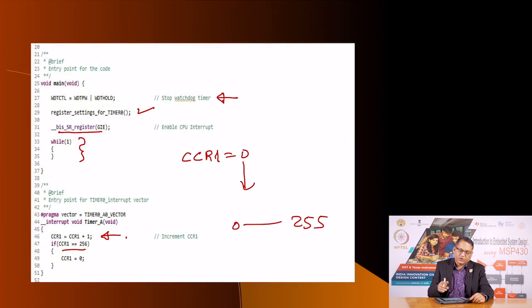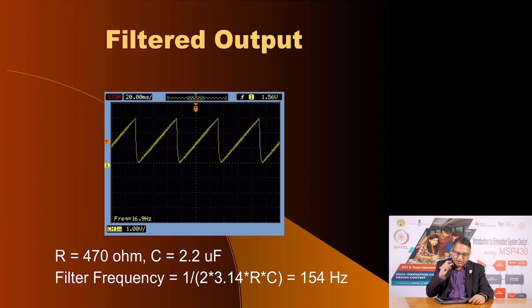And once you run this program, you will see that the intensity of the LED goes from minimum to maximum, abruptly going to 0, so that the intensity will give you a sawtooth waveform because of this. Here is the filtered output.